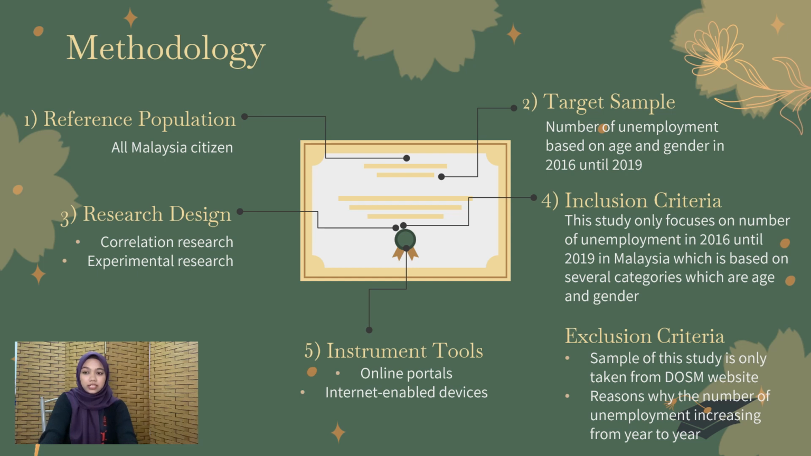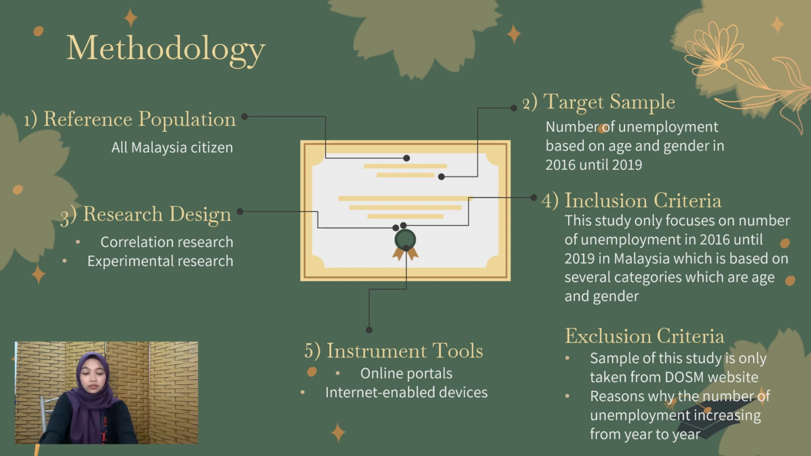Methodology. First, reference population. We use all Malaysian citizens. Target sample: number of unemployment based on age and gender in 2016 until 2019. For research design, we use correlation research and experimental research. Inclusion criteria: the study only focuses on number of unemployment in 2016 until 2019 in Malaysia, which is based on several categories, which are age and gender.